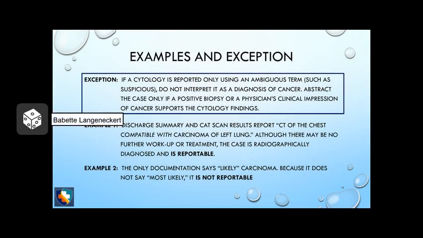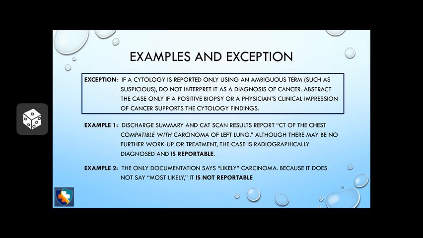Now let's review some more examples of ambiguous terms. And of course, there are always exceptions to the rule. If a cytology is reported only using an ambiguous term, such as suspicious, do not interpret it as a diagnosis of cancer. Abstract the case only if a positive biopsy or a physician's clinical impression of cancer supports the cytology findings.